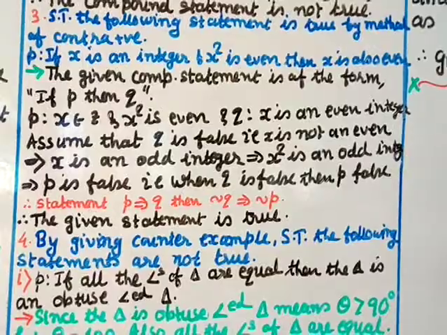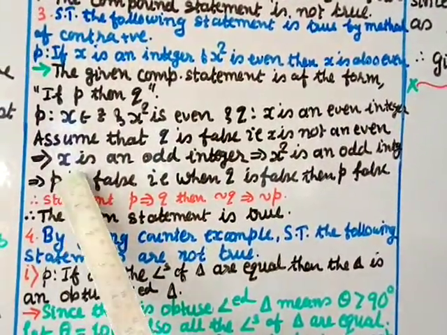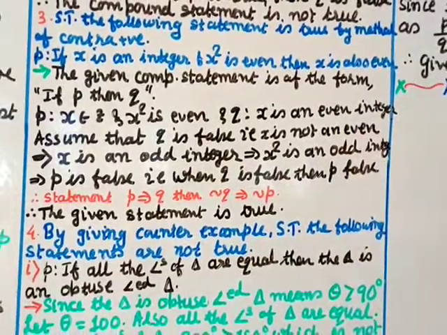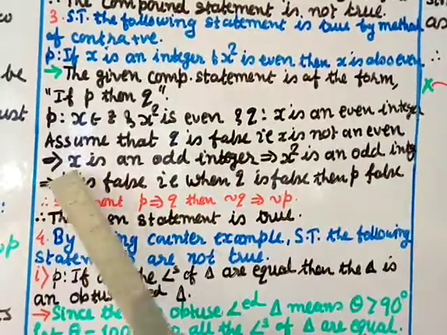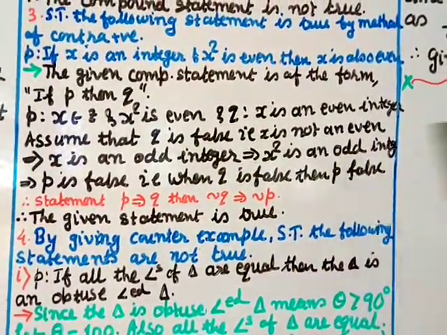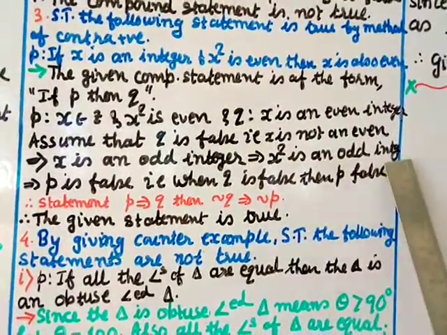Okay, given as even, but we are taking false, so x is not even. This implies x is odd. If it is not even, x is an integer, so it has to be an odd integer, right? If it is an odd integer and I square it, x square will also be odd, because if x is odd, then its square also will be odd. So x square is an odd integer.